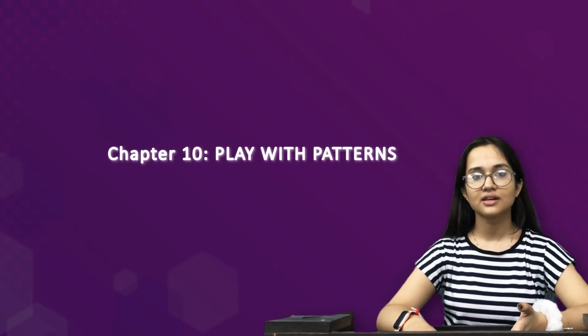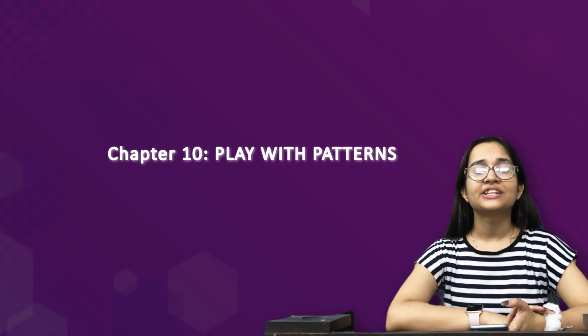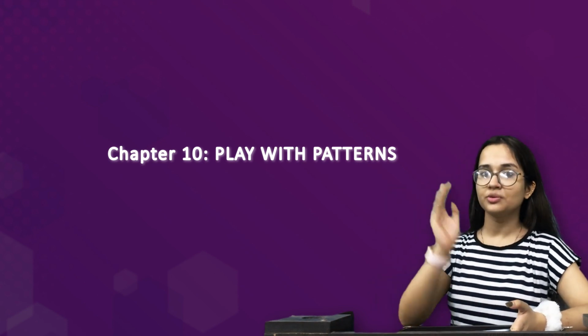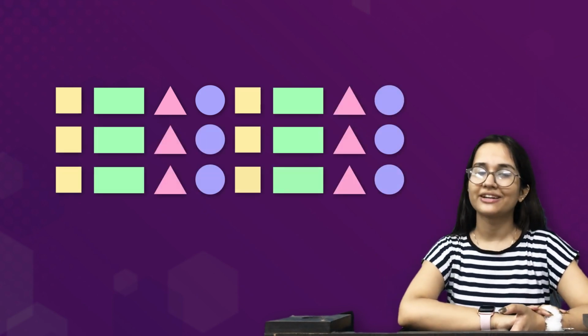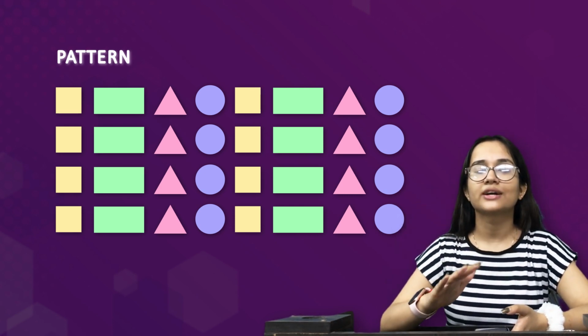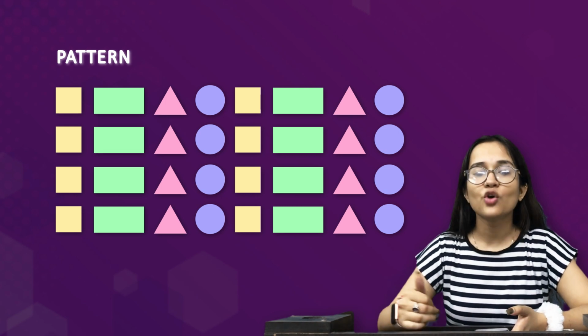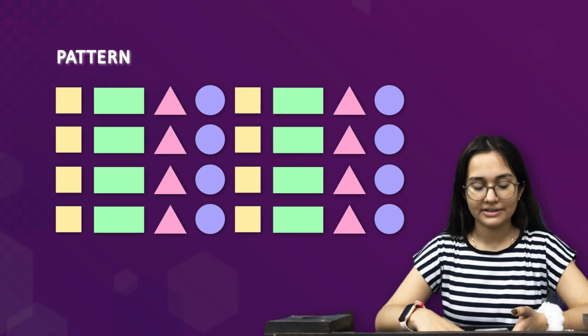Everyone, in this video we'll study chapter 10 of class 3 mathematics, that is Play with Patterns. Now I have been repeating it many times that by patterns we mean things which have something in similar. Suppose I'm making a square, a rectangle, then a triangle as well as a circle. If I continue the same order to draw the shapes, that means I'm following a pattern. I have been giving this example only so that you're clear with your concept. So once you know what exactly a pattern is, the questions seem to be easier to you. So let us begin with the chapter now.